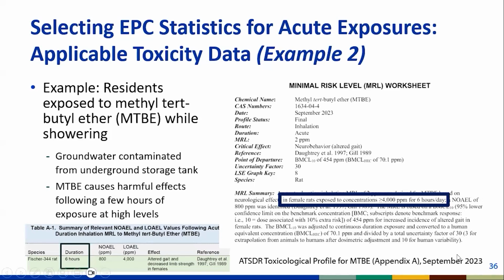This slide presents a screenshot of Appendix A from ATSDR's toxicological profile for MTBE, published in September of 2023. As described in the summary on this MRL worksheet, the acute inhalation MRL was derived from a study on female rats exposed once for 6 hours a day. That is also shown in Table A1 from the tox profile. Given this, the health assessor should use the maximum detected concentration as the EPC, rather than the 95 UCL. Remember that if the underlying toxicity study involved a shorter exposure duration on the order of 1 to 3 days, you should use the maximum concentration as the EPC.